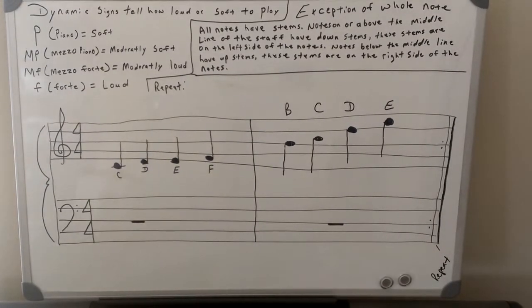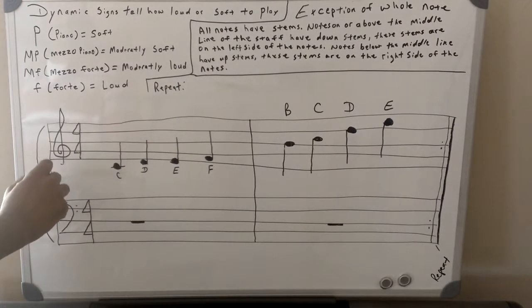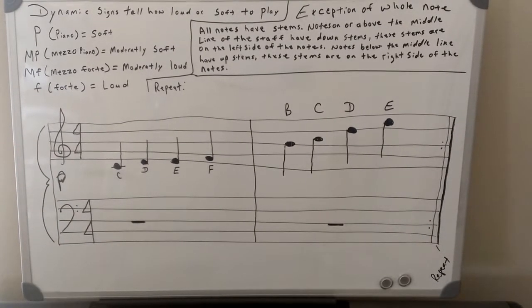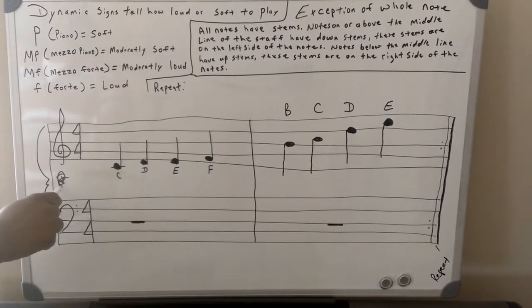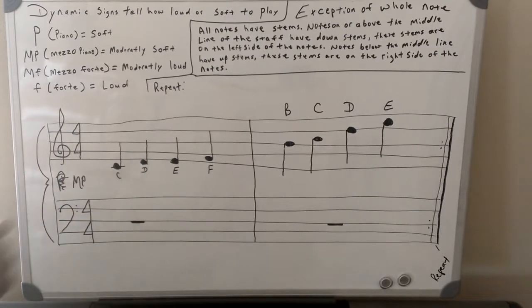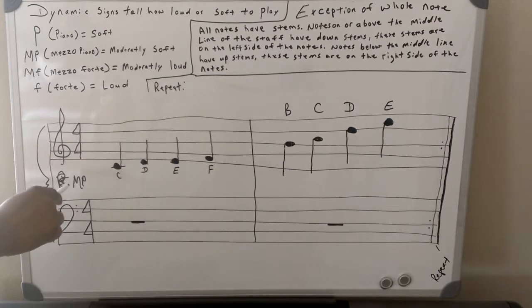Okay, if you happen to download a piece of sheet music and you see a P, how are you going to play that piece? Sorry, my handwriting is terrible. You're going to play it soft. Okay. And if you see an MP written here, how are you going to play that part? You're going to play it moderately soft.